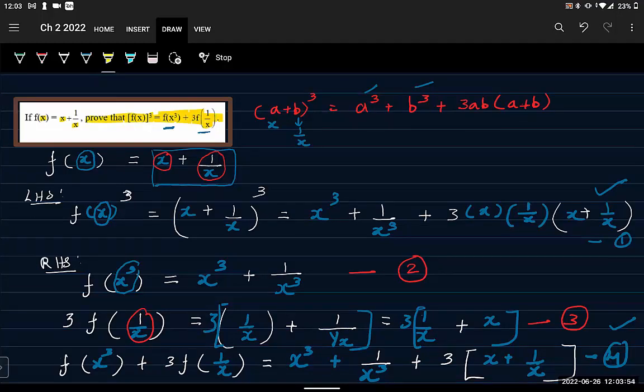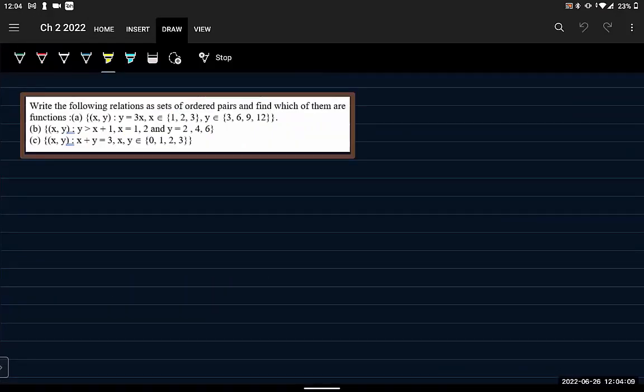Okay. Let us move now to the next. Now let us see the next question. Write the following relations as a set of ordered pairs and find which of them are functions. So the ordered pair in the first part, sub-question A, the ordered pair x and y is such that y is equal to 3x. What should be the value of x?